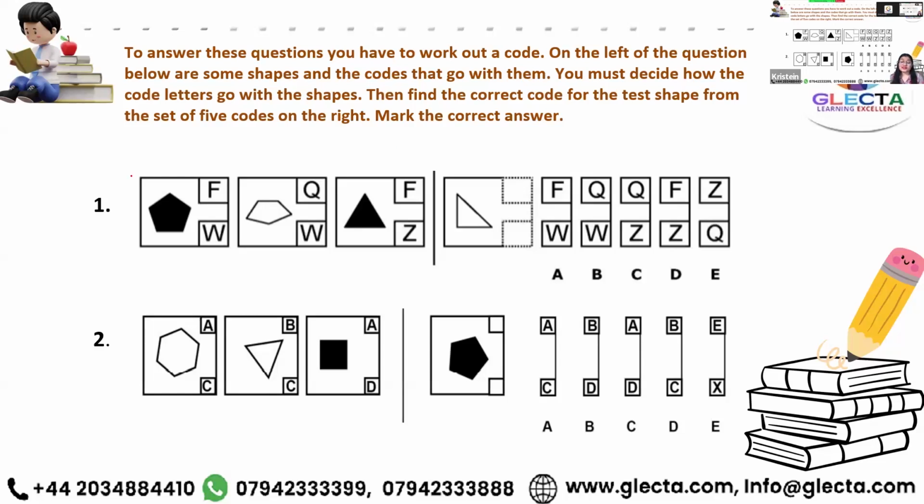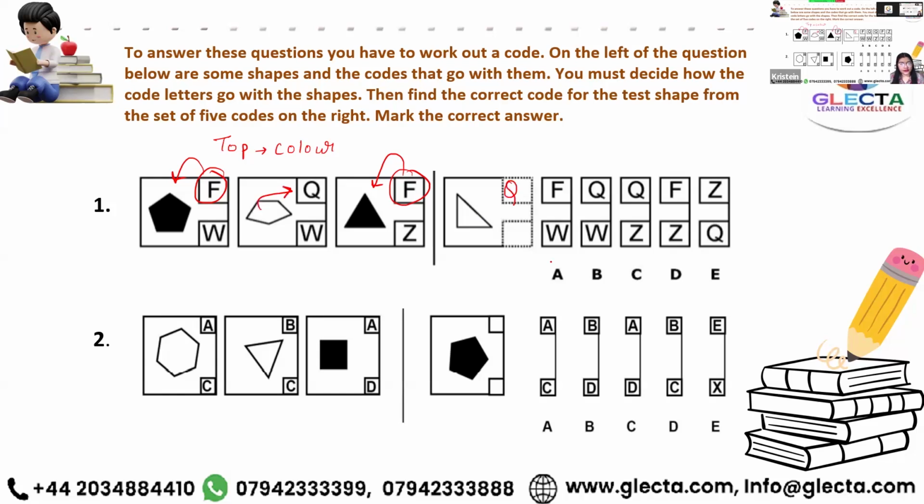What is the approach? You look for the common letter in the codes. Let's say F and F, which is common. Then you look at what's common in the figures. There is F and F, and they both are black. That means the top letter is for the color of the shape, whether it be black or white. Our shape is white, so the top letter should be Q.